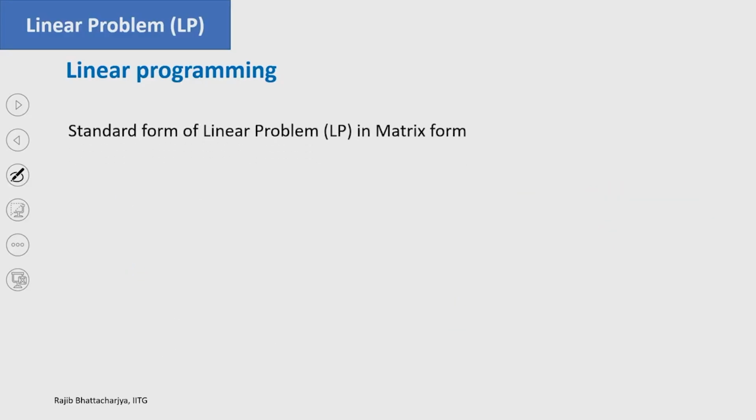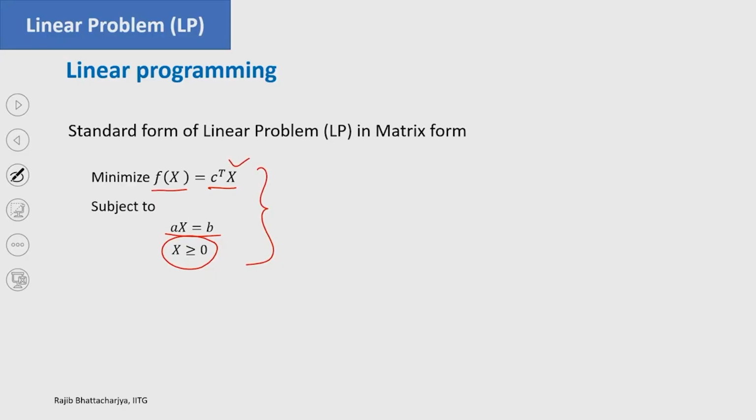So, in the matrix form, I can write the standard form of linear problem like this. It is a minimization of f x, which is C transpose x, subject to A x equal to b, and all variables x should be greater than or equal to 0. Okay. So, this is in matrix form. This is the objective function, and these are your constraints, and these constraints should be of equality type, and all decision variables should be positive. That means, they should be greater than or equal to 0.